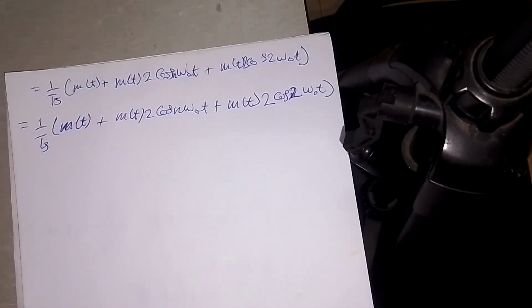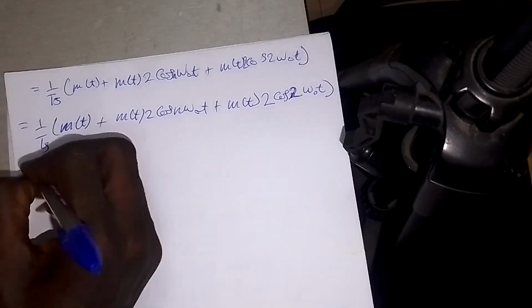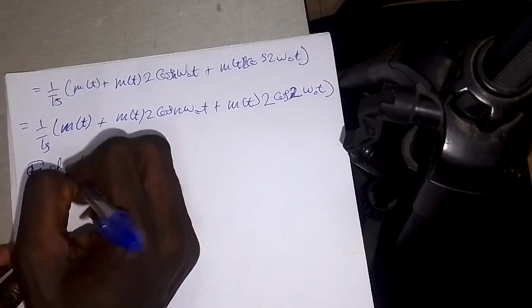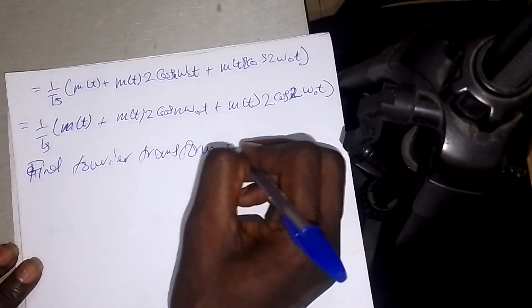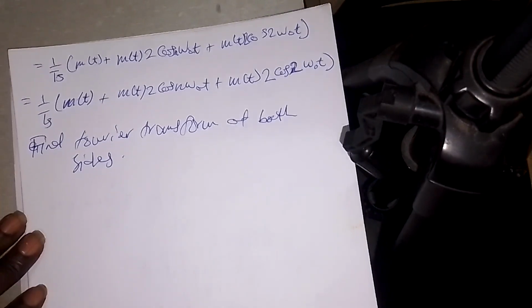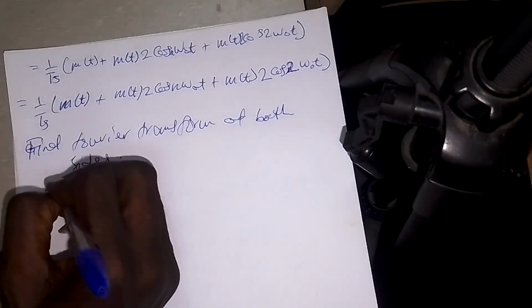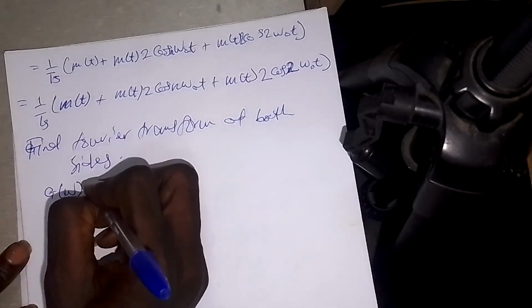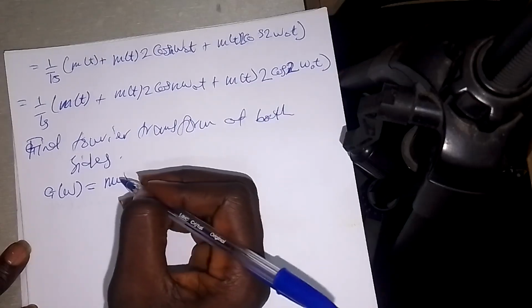So now, if I should find the Fourier transform of this one, if I find the Fourier transform of both sides, then I'm actually going to have J of omega equal to M omega here. I'll get M omega.